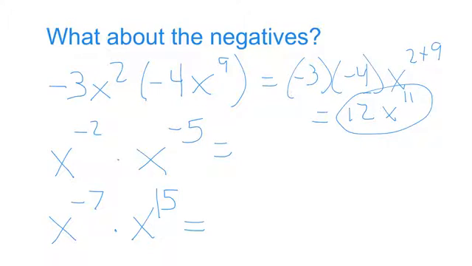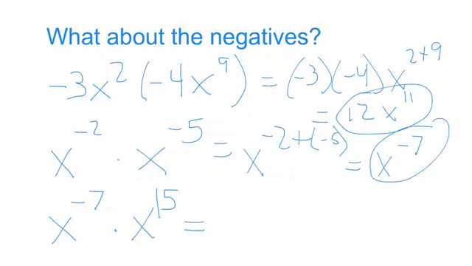Now here we have negative exponents. Well, you're still going to add them, but remember when you add two negatives, the result will be negative. Negative 2 plus negative 5 is going to give you x to the negative 7, and that would be the final answer on that one.